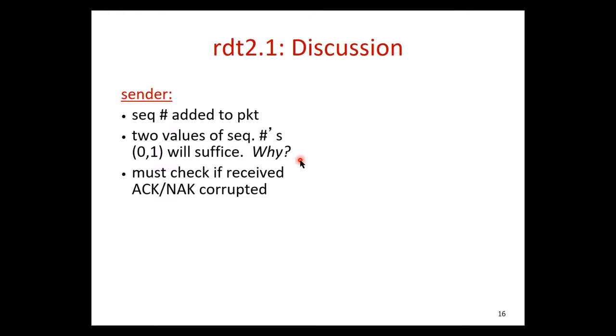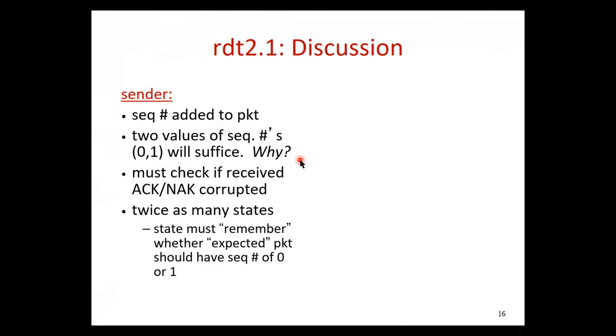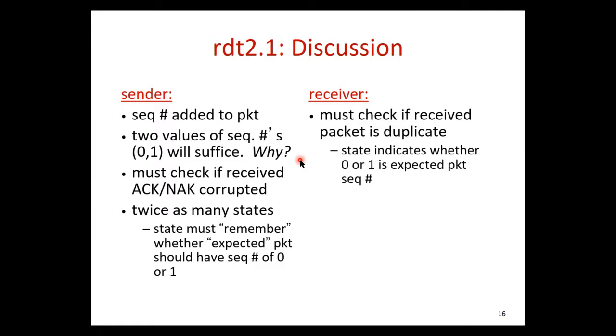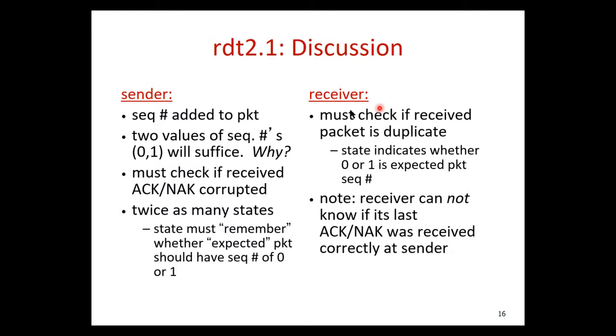And the sender must check that the feedback is not corrupted, right? This is the requirement. And if we compare with 2.0, we see that we have double the number of states because we need to remember the next sequence number in the state. So we have twice as many states. The receiver must do the duplicate detection using the sequence number. And in order to do that detection, the expected next sequence number is captured in the state of the FSM, right? The state indicates whether 0 or 1 is the expected sequence number.